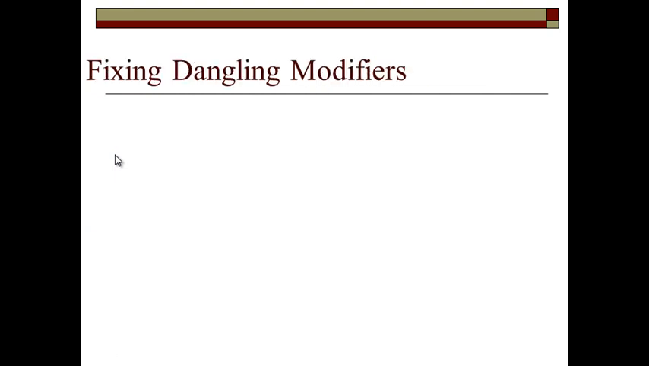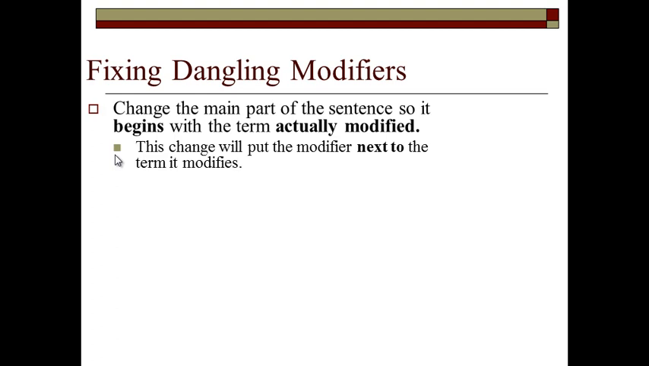Fixing a dangling modifier, there are different ways to do it. First, change the main part of the sentence so it begins with the term actually modified. This change will put the modifier next to the term it modifies.